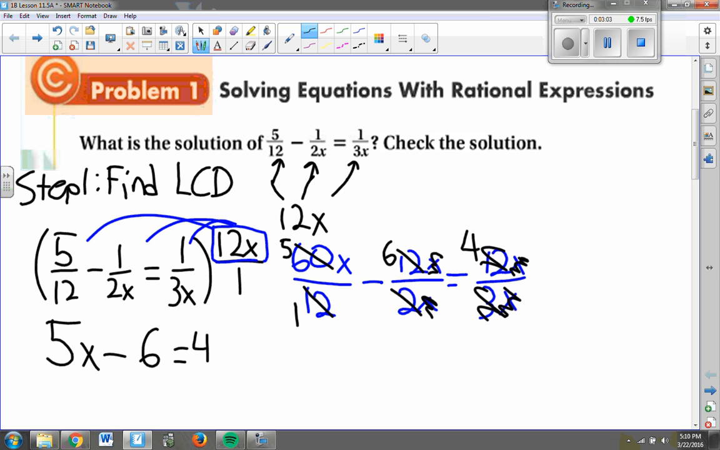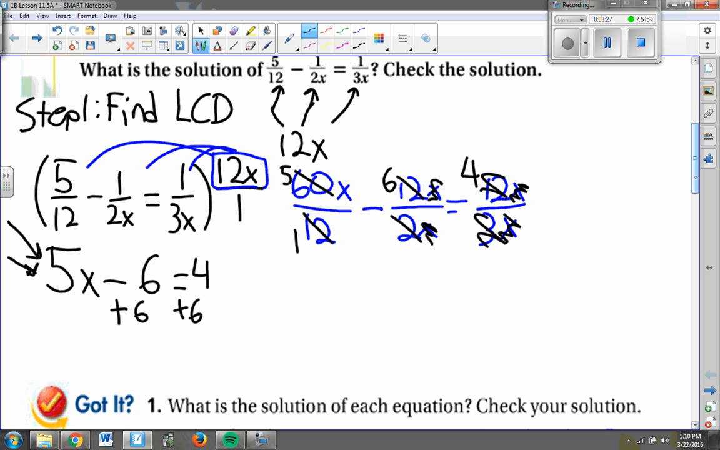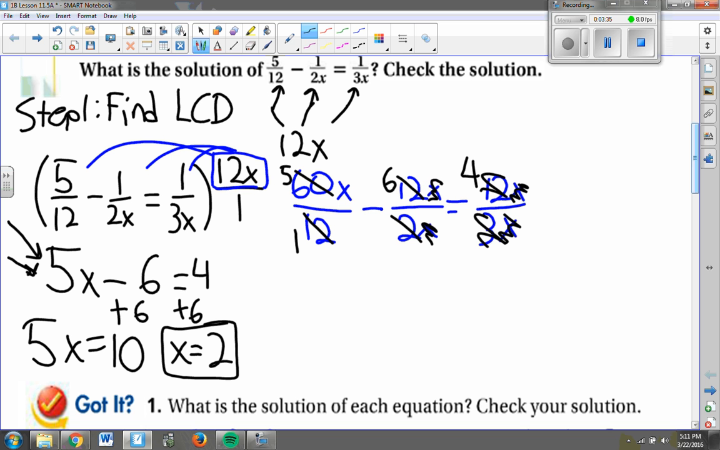It's 4. Now, I have gotten rid of all of my fractions right here. There are no more fractions in this equation, which is exactly what I want. That was the whole point of multiplying by that least common denominator, was to get rid of all of our fractions. So I can simply now add 6 to both sides, and I will end up at 5x being equal to 10. And then, of course, x is equal to 2. That's the solution I found for that rational equation.